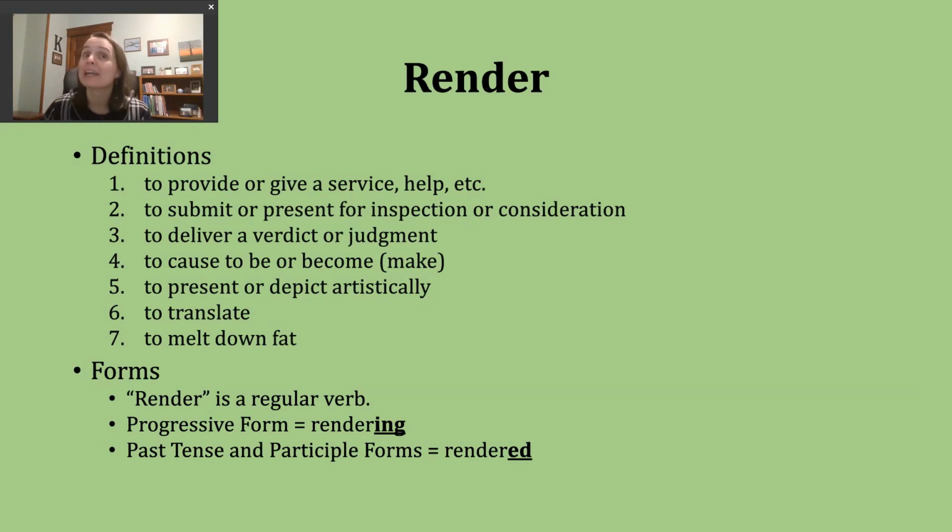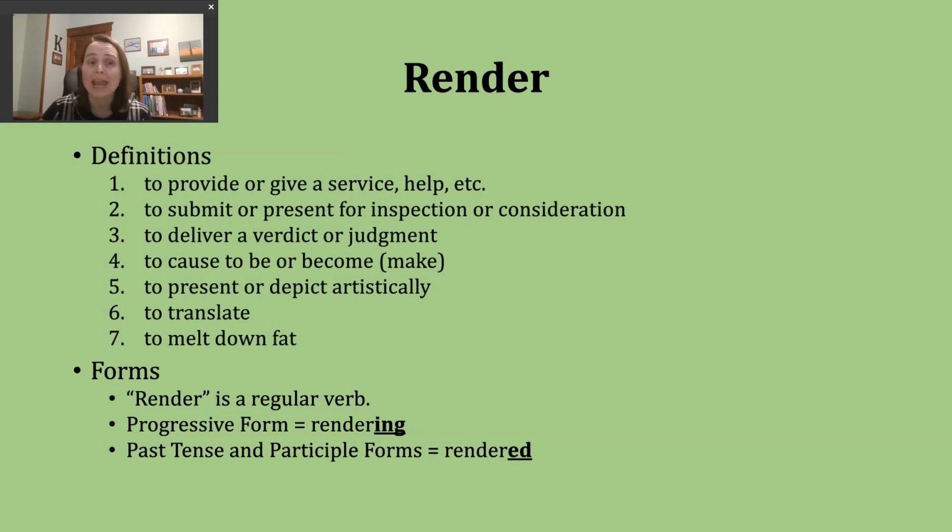A second way you might hear render used can mean to submit or present something for inspection or consideration. You might see this used more in legal situations. So I wouldn't say that's so much an everyday use for this particular verb, but you may still encounter it based on your type of work.